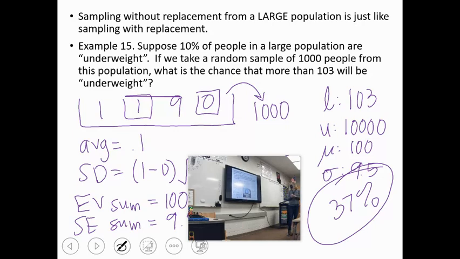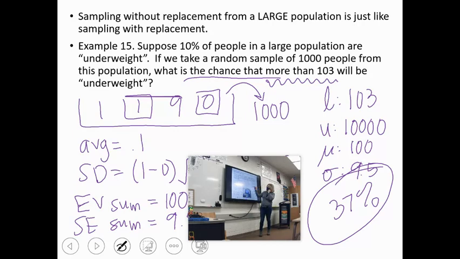Okay. All right. Question. Okay, so the lower bound and upper bound are based on what the question is asking, okay? So with this one, it's like, what is the chance that more than 103? That's our key part that we want to focus on.